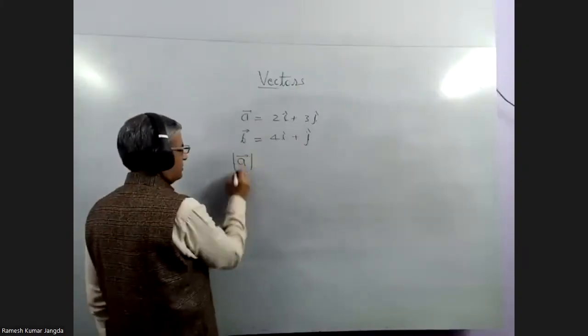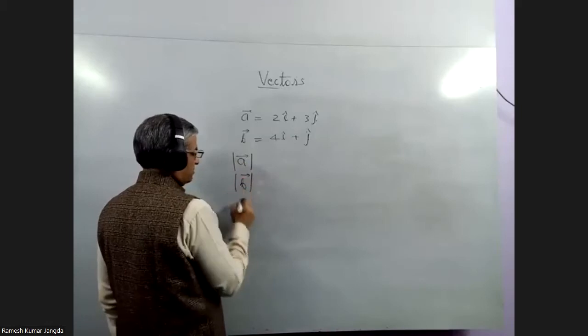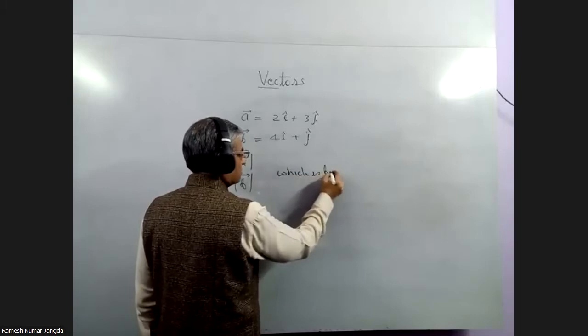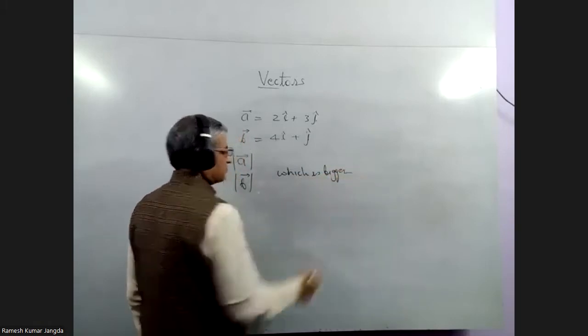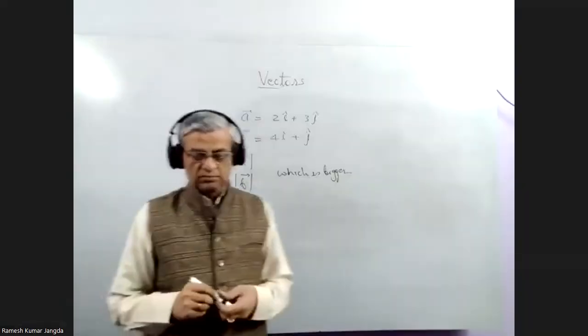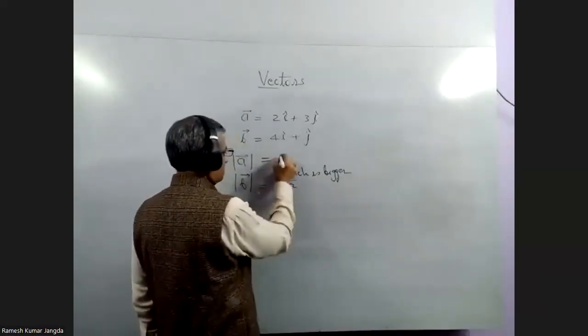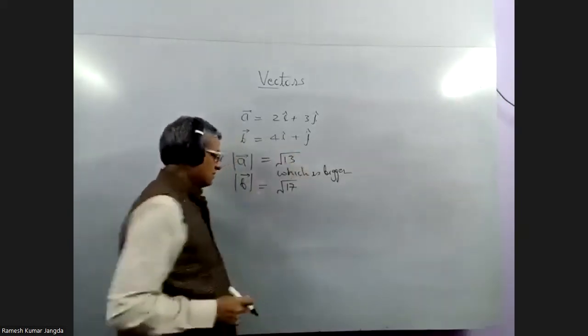Now find the magnitude of A, the magnitude of B, and which is greater, which is bigger. Magnitude of B is greater. Yes, how much does this come out to be? Square root 17. Yes. This is root 17 and this is root 13. We have already done this. So magnitude of B is greater.